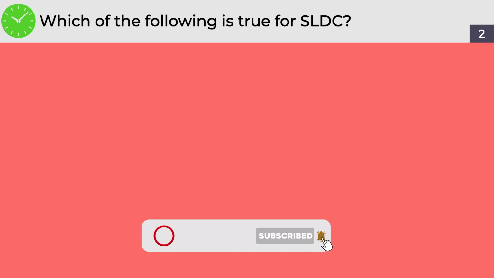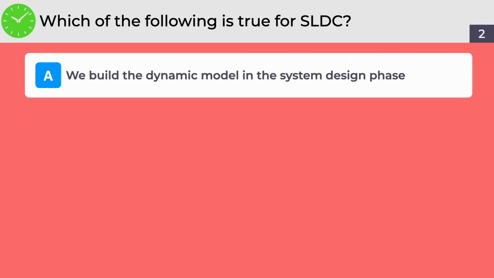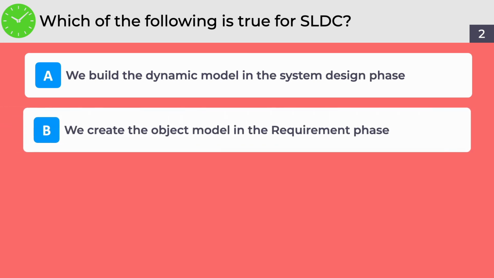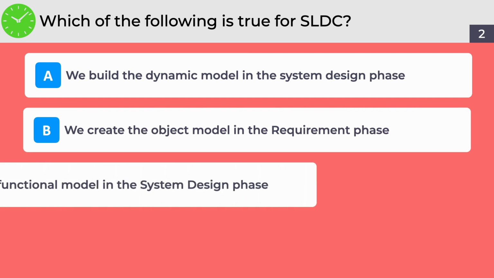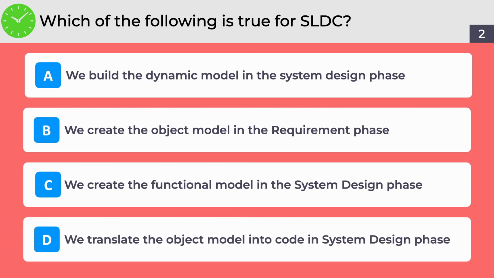Which of the following is true about SDLC? Option A. We build the dynamic model in the system design phase. Option B. We create the object model in the requirement phase. Option C. We create the functional model in the system design phase. Option D. We translate the object model into code in the system design phase. Your time starts now.